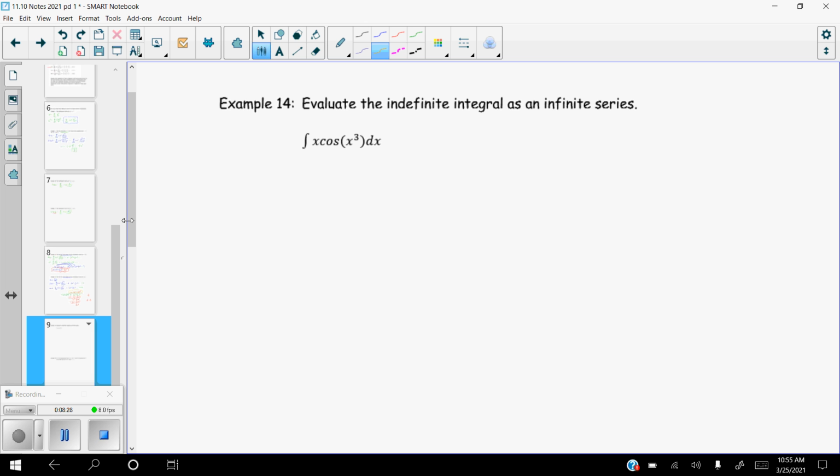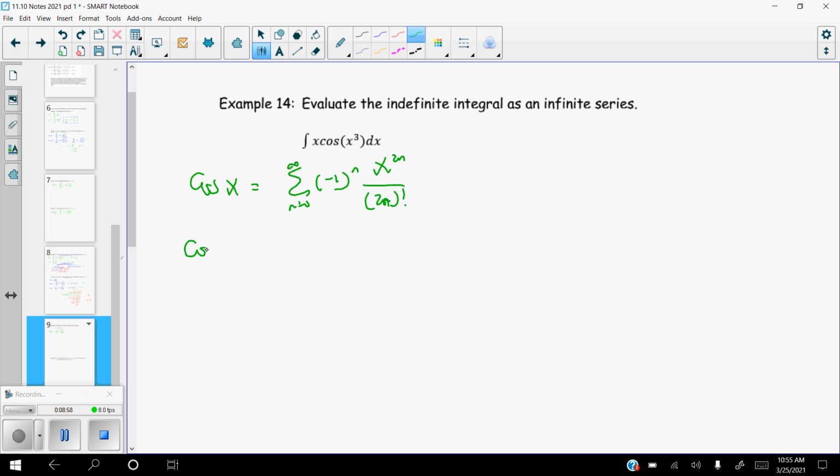So what we need to build is our integrand, x cosine of x cubed. So let's start off with the fact that we know cosine of x is the sum of negative 1 to the n, x to the 2n over 2n factorial.